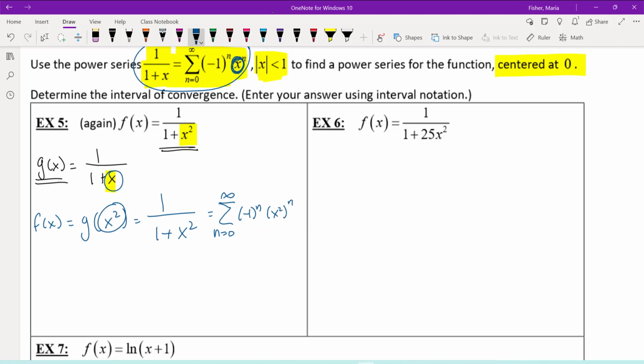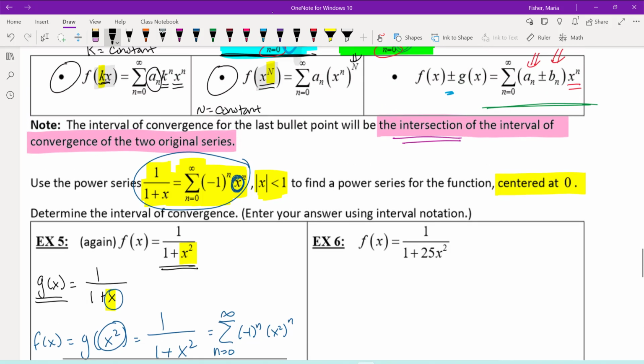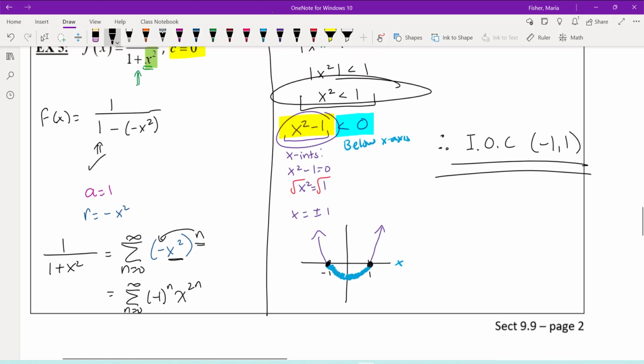And if we distribute that power to power, like we were talking about before, then this is just the sum from n equals 0 to infinity of negative 1 to the n times x to the 2n. And if you go back to example 5, that's the exact same series that we came up with doing it this way over here.